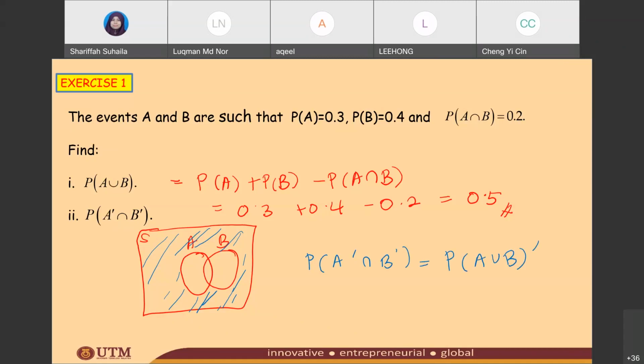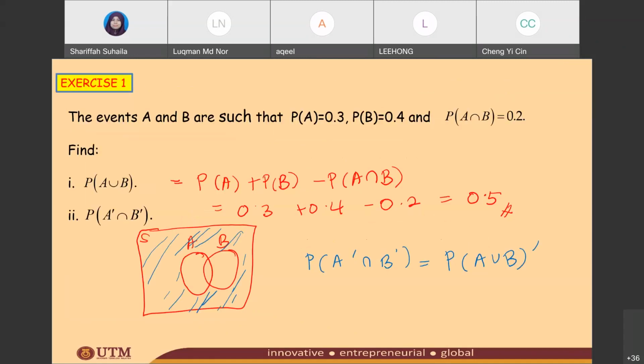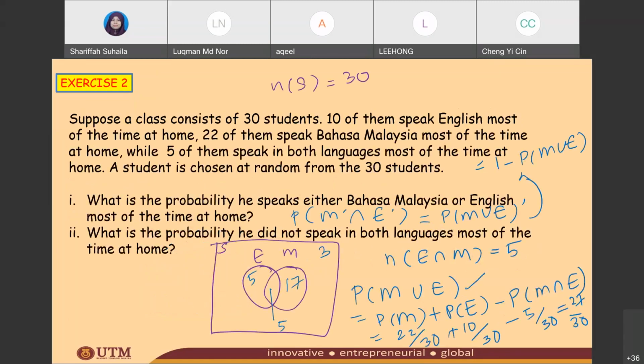Okay, A union B. Kita dah ada dah gambar rajah dia. This one, all this semua ni. So you want outside, so A union B prime. So you already get A union B, so 1 minus probability A union B. So again ini betul 0.5. Okay. So itu secara Venn diagram lah, secara konsep dia. So itu termasuk dalam additive rule of probability. So itu I think basic probability lah.